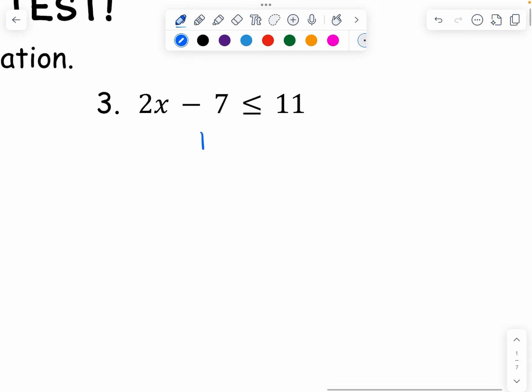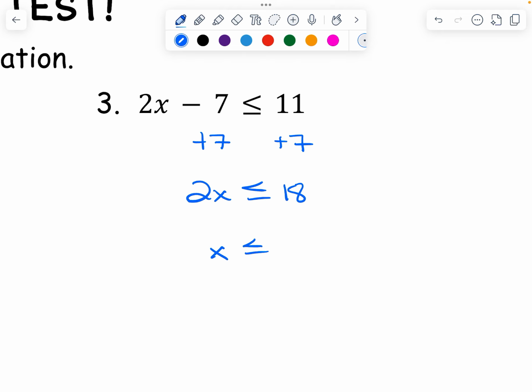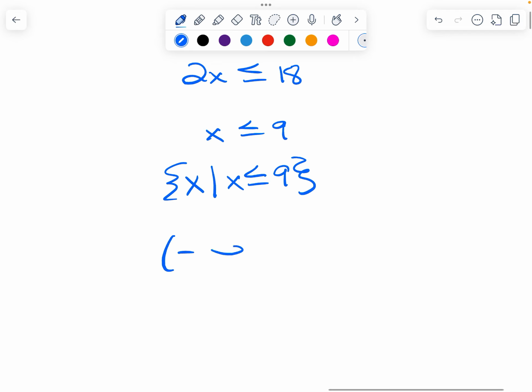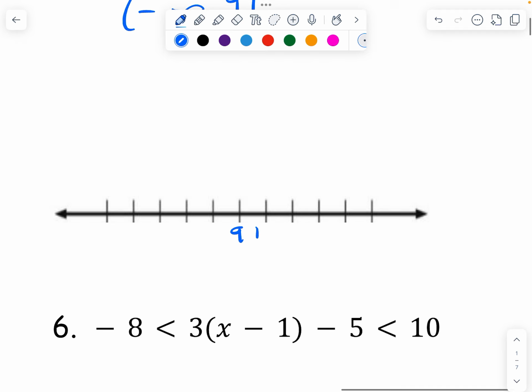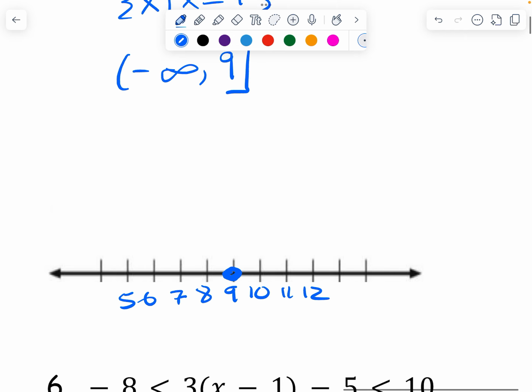This one right here, I add 7 to both sides. I get 2x is less than or equal to 18. So x is less than or equal to 9. So set builder, negative infinity to 9, including 9. So I come here, 9, 10, 11, 12, 7, 6, 5. And that says all the things less than. So it's all the stuff down here.